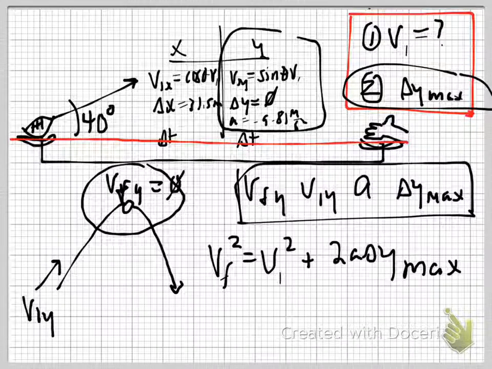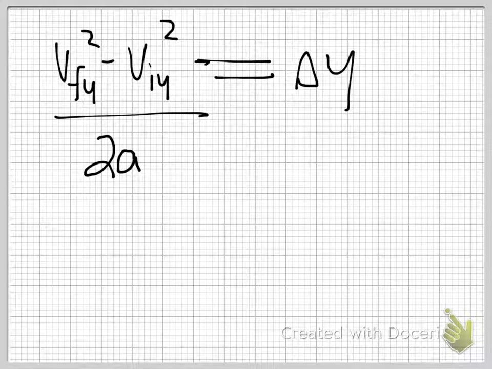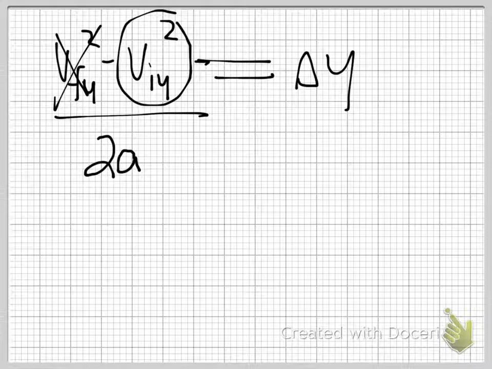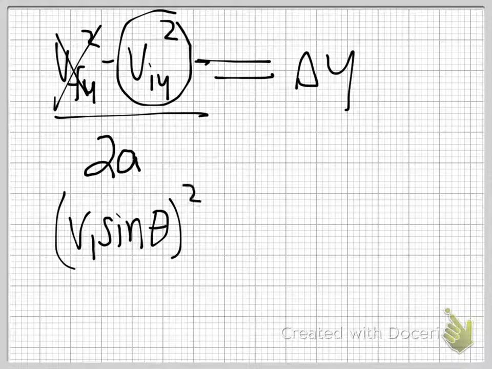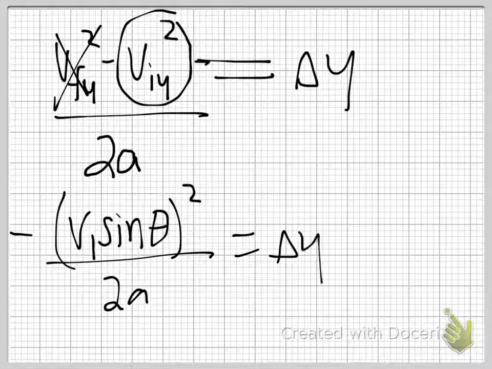That one's pretty easy. So you should have this rearrangement. Now, here's the thing to remember. This is 0. This is VIY. What's VIY? It's VI sine of theta. If you use the entire initial velocity, you're going to get the wrong answer, because you're only now looking at the component of the initial velocity that's on the y-axis, because you're isolating the motion on the y-axis. Does that make sense?